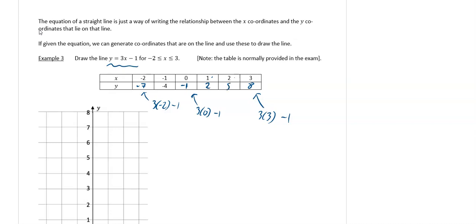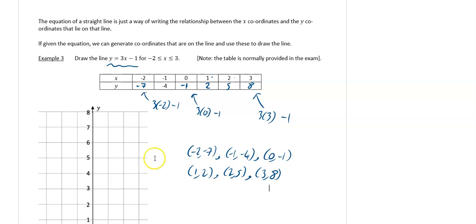So we're just going to write down the coordinates we have. The coordinates are minus 2, minus 7. What was the next one? It was minus 1, minus 4. The next coordinate was 0, minus 1. And then I've got 1, 2. Then I've got 2, 5. Then I've got 3, 8. So they're the points that we want to plot on this graph over here.